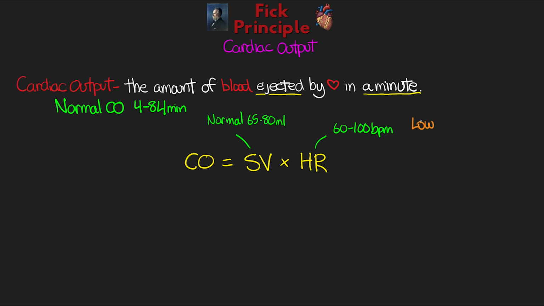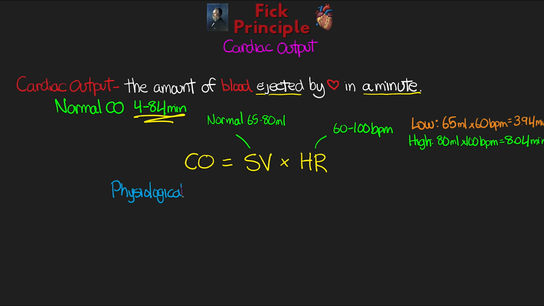Therefore, on the low end, if we take a stroke volume of 65 and a heart rate of 60 and multiply them together, we get 3,900 mLs per minute, or 3.9 liters per minute. And on the high end, if we take 80 mLs for a stroke volume and 100 beats per minute, we get 8,000 mLs per minute, or 8 liters per minute. Thus, our normal 4 to 8 liters per minute of cardiac output.